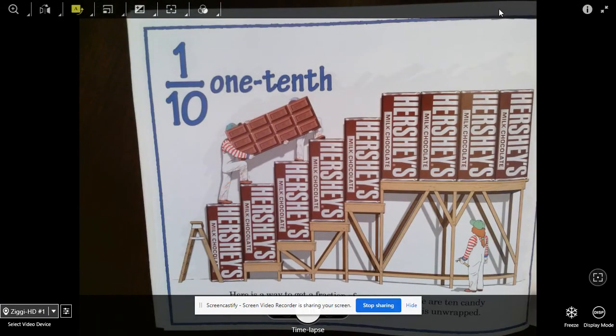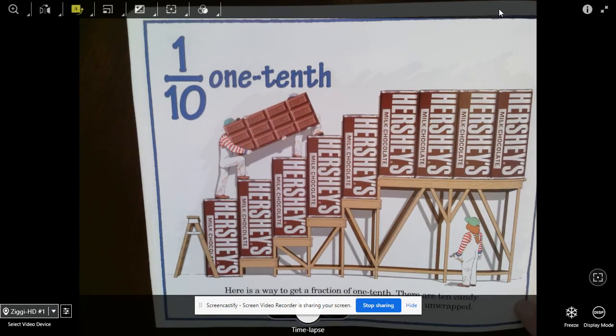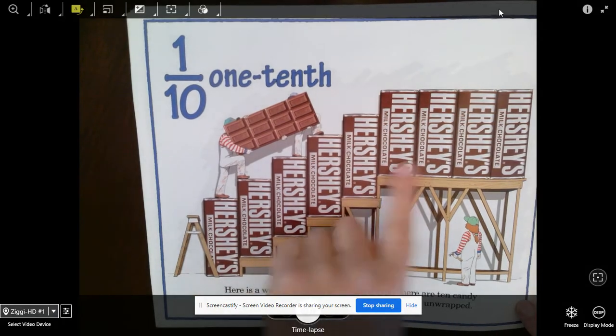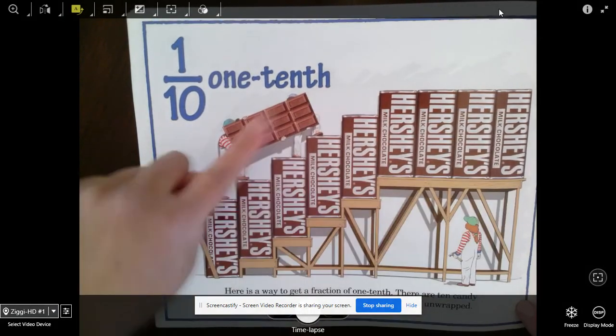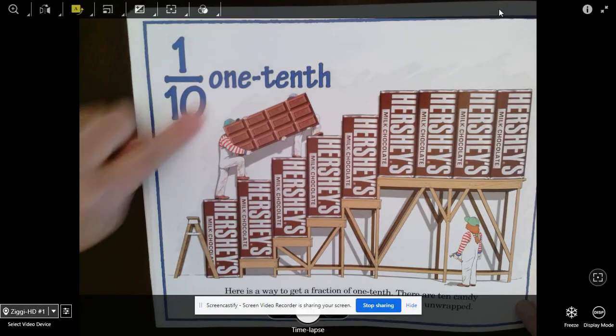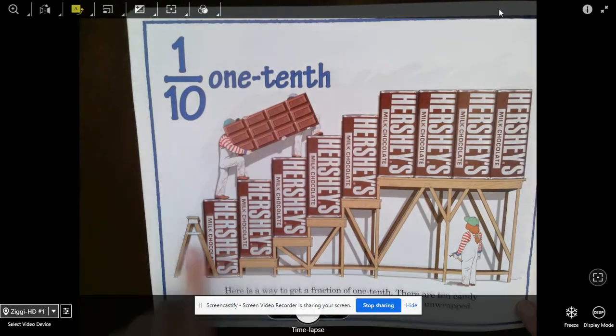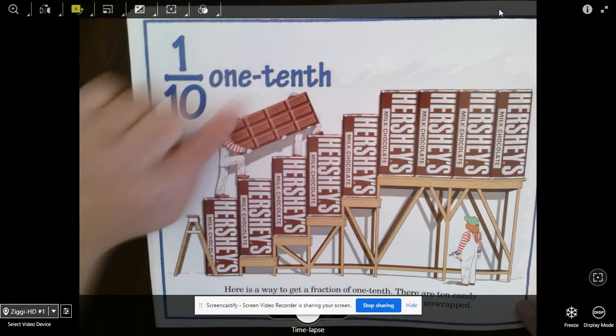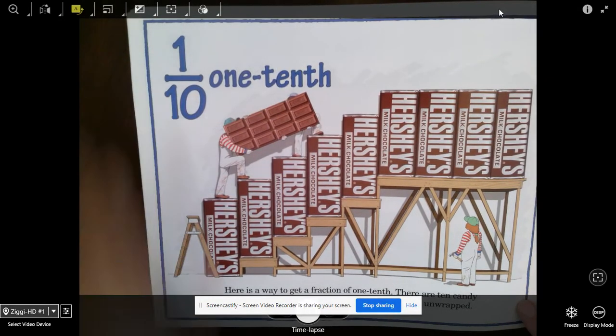Here is a way to get a fraction of 1/10. There are 10 candy bars on this page. 1 out of the 10 candy bars is unwrapped. So let's see. 1, 2, 3, 4, 5, 6, 7, 8, 9, 10. So that's the denominator. 1 out of 10 of them are not wrapped. So this piece right here is 1/10 of all of this.